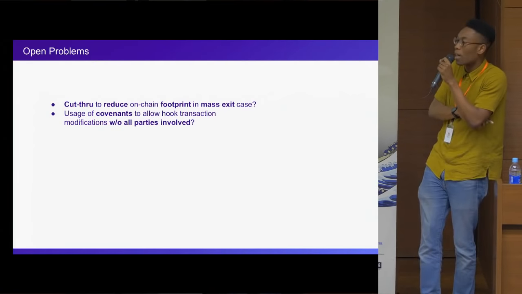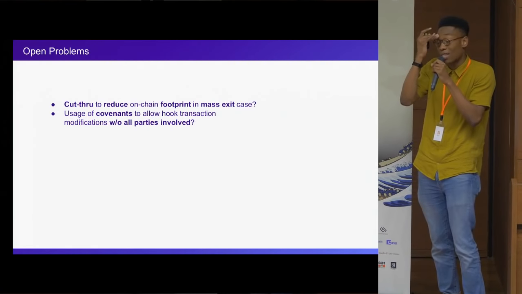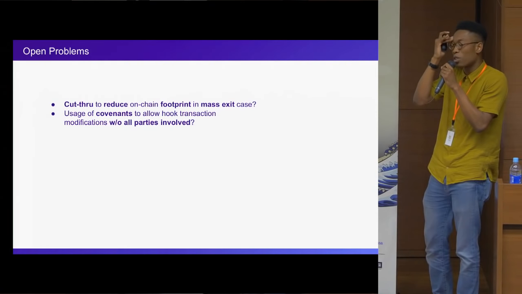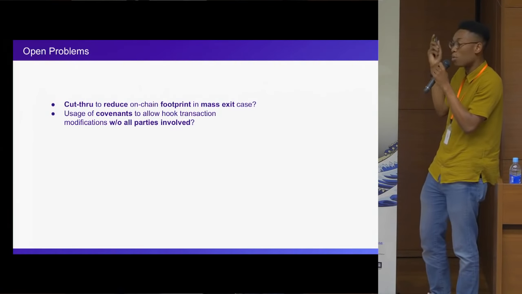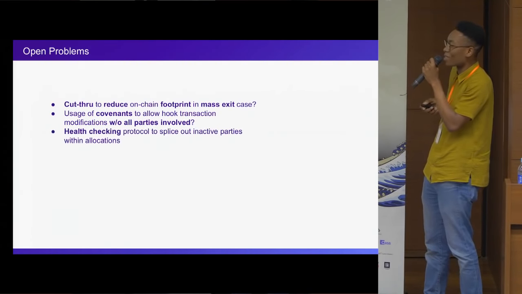The other question is, how do we allow someone to update the hook transaction without all the parties involved? Plasma does this with exit games, but Bitcoin scripting isn't really sophisticated enough to do something like that. Could we have another way? Maybe something with Taproot, magical Groot. Maybe we can get something in there and see what it does.